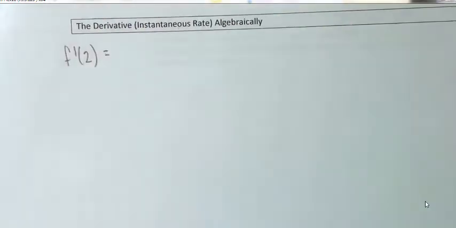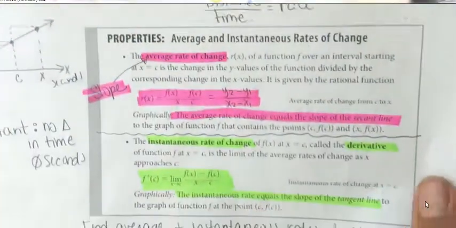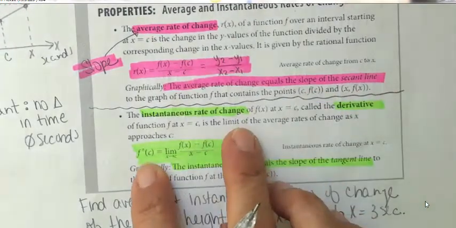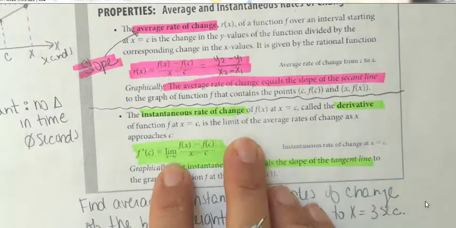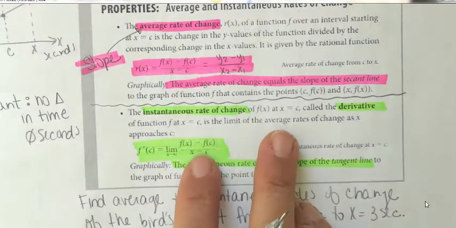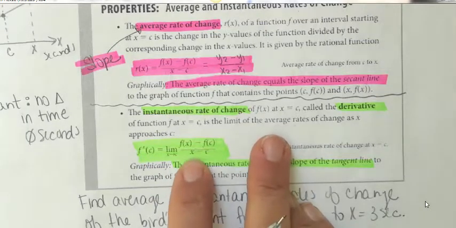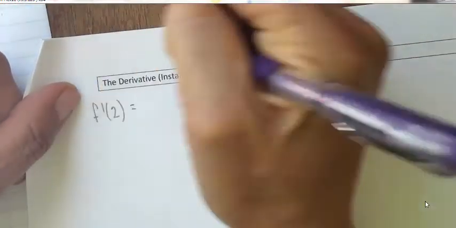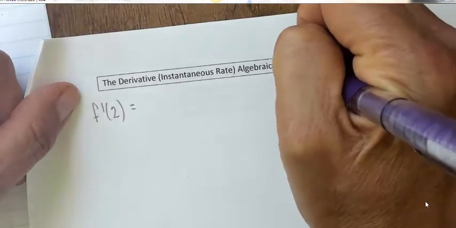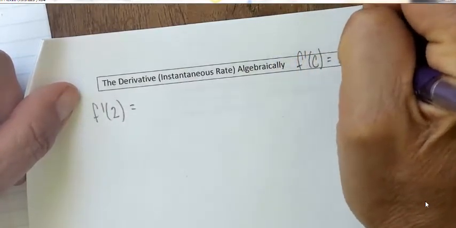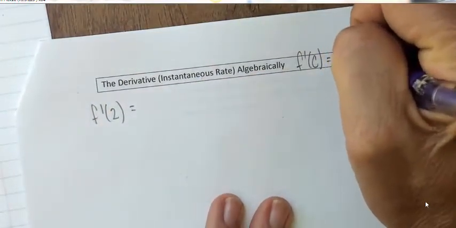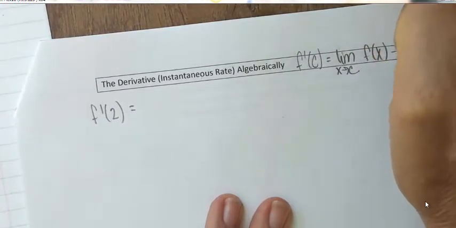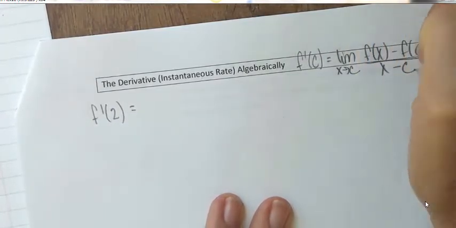And this, based on our definition that we have on our first page, f prime of anything, any value that you want, is going to be the limit as x approaches that thing of f of x minus f of that value over x minus that value. So maybe I should write that up here. So this will be the derivative: f prime of c is equal to the limit as x approaches c of f of x minus f of c all over x minus c.